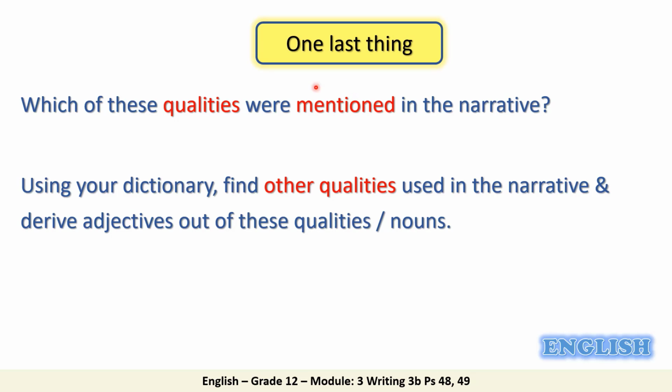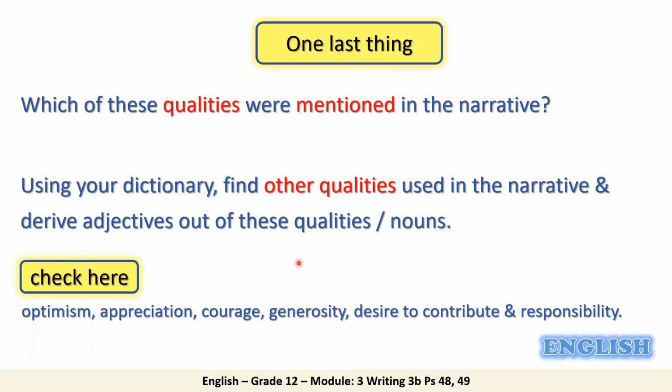One last thing, which of these qualities we have just studied were mentioned in the narrative? Okay, and with your dictionary also find the other qualities used in the narrative and derive adjectives out of these qualities or nouns. Once you have finished, check your work here. These qualities are also mentioned in the narrative.